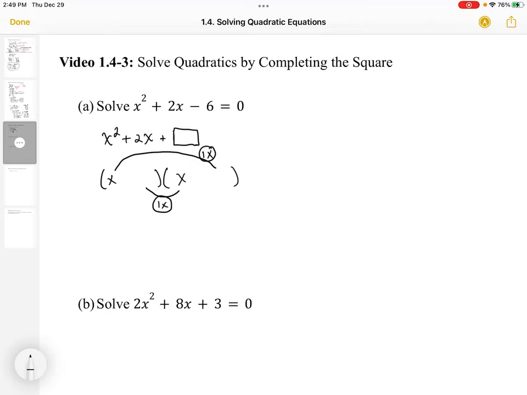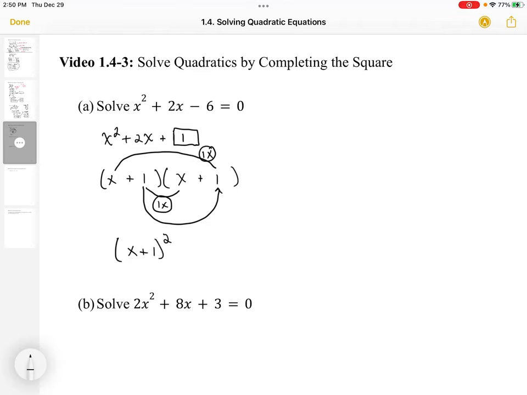So for that to be true, the last factors in each one of my binomials have to be positive 1 and positive 1. So now I can use those two factors to find what my last term is going to be. If I just multiply 1 times 1 together, I'm going to get my last term to be positive 1. So if my last term was positive 1, then this would be a perfect square trinomial, and I could factor it as x plus 1 squared.